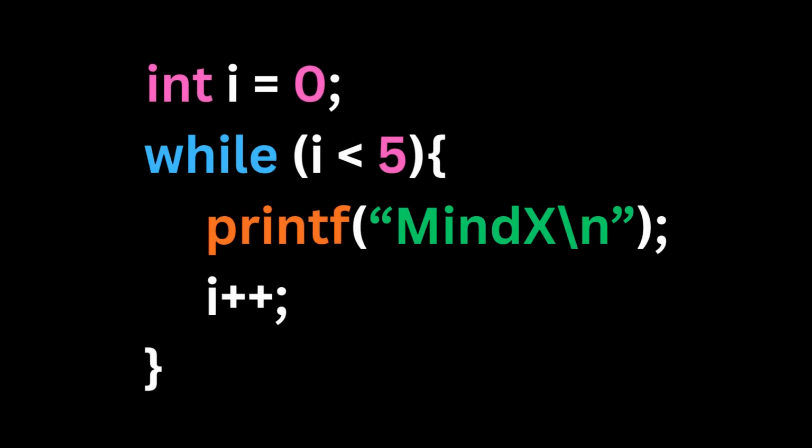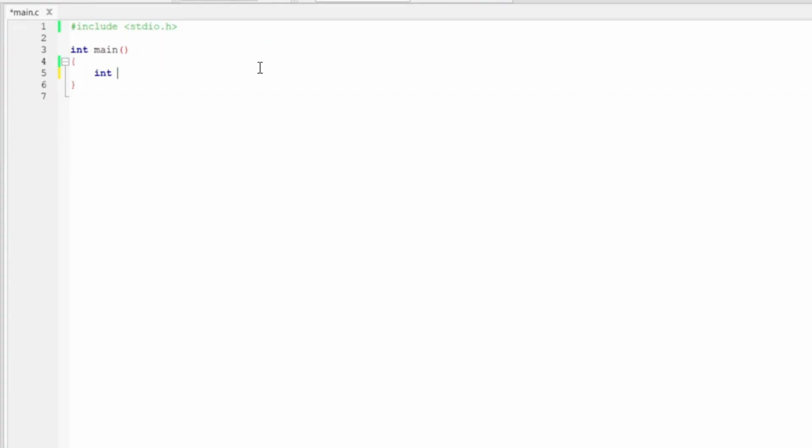First, i is set to 0. Then C checks the condition: is 0 less than 5? Yes, so the code inside the loop runs. MindX is printed. Then i is increased by 1 within this code itself. Now i becomes 1. Again C checks the condition. 1 is still less than 5, so the loop runs again.